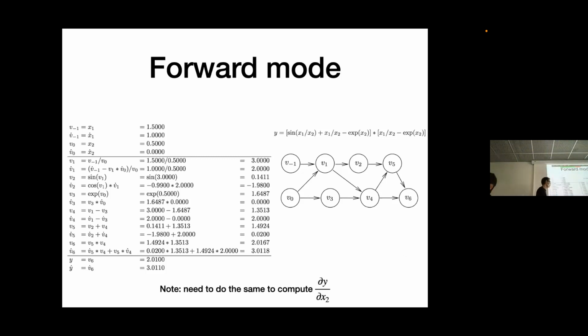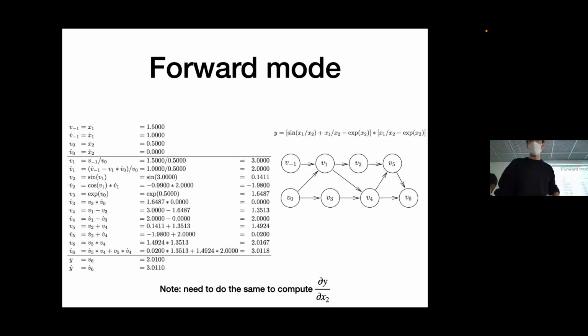One remark is that we've done all these computations for just one value, which is the derivative of y with respect to x1, just one input. Of course, we need to do the same for the second input, x2. So we have to do exactly the same steps to compute the derivative of y with respect to x2. So that's the forward mode. It's very natural, it's very simple. And what you have to understand is that you want to propagate the gradient from the input to the output.